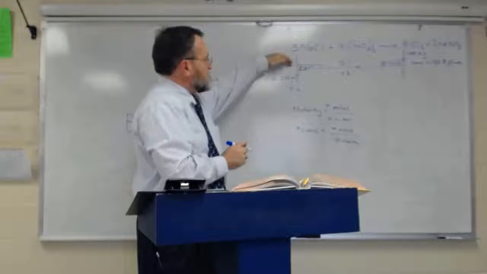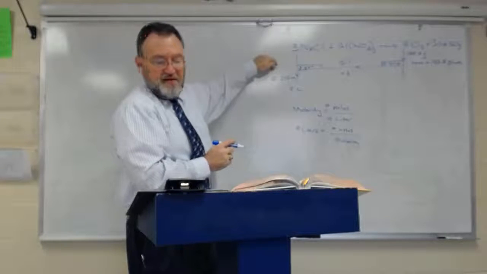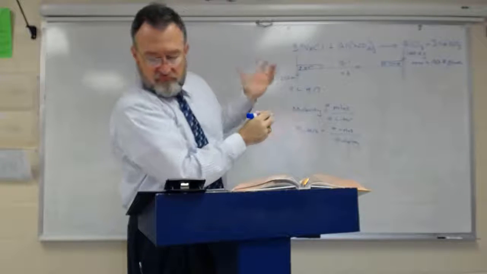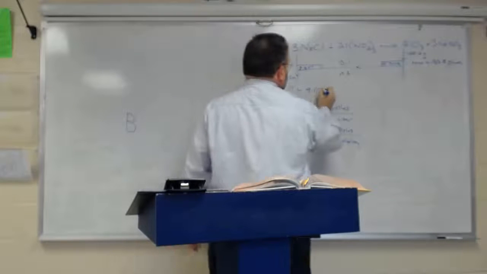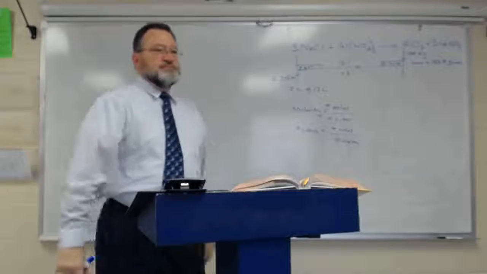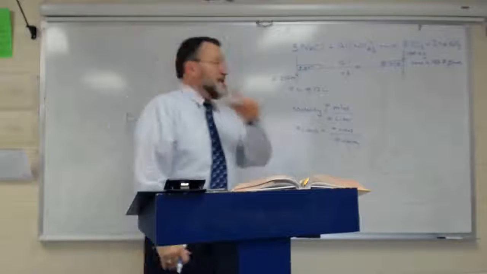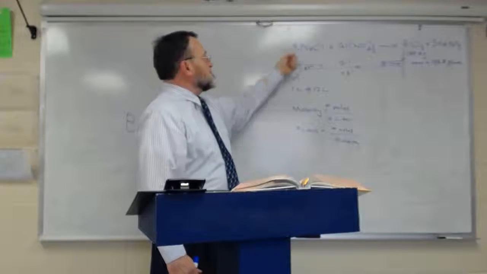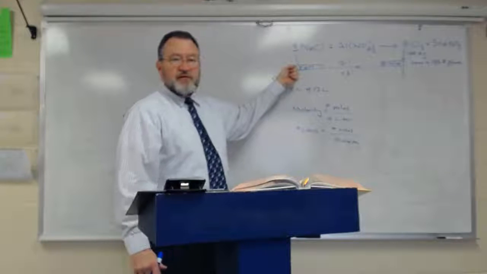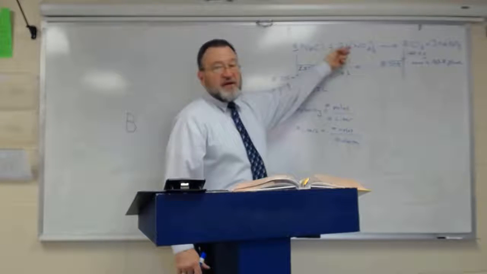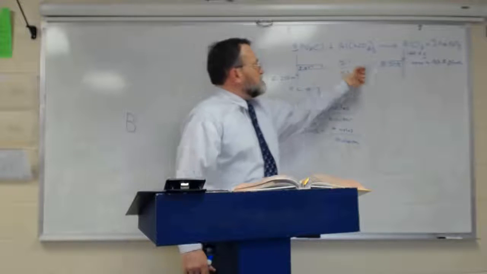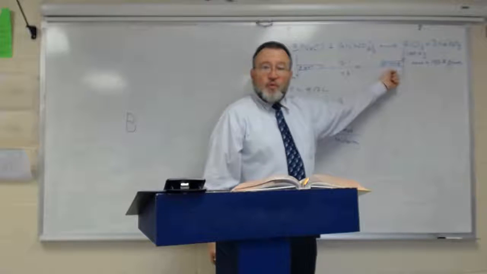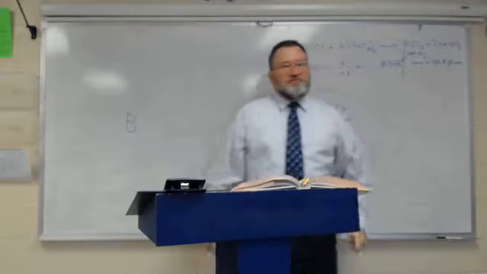So 2.247 divided by 0.245 gives us 9.17 liters. So I need 9.17 liters of a 0.245 molar solution of sodium chloride. And when I react that with enough aluminum nitrate, it will produce 0.749 moles of aluminum chloride, which will have a mass of 100 grams.